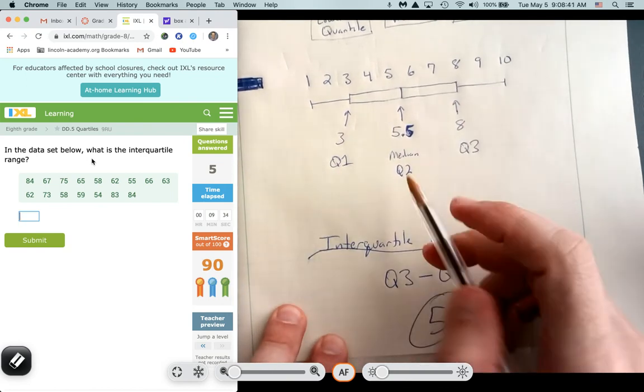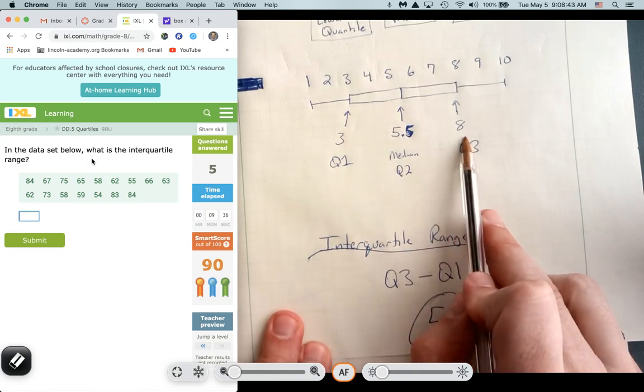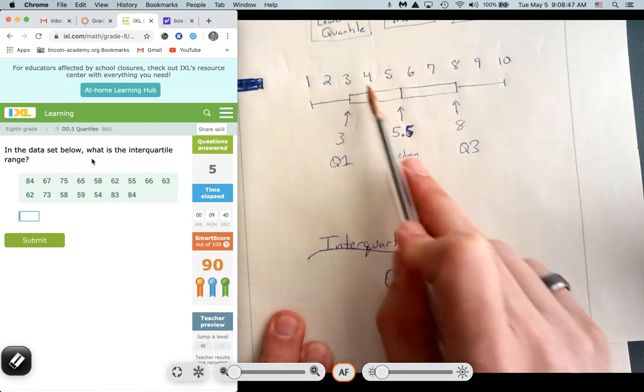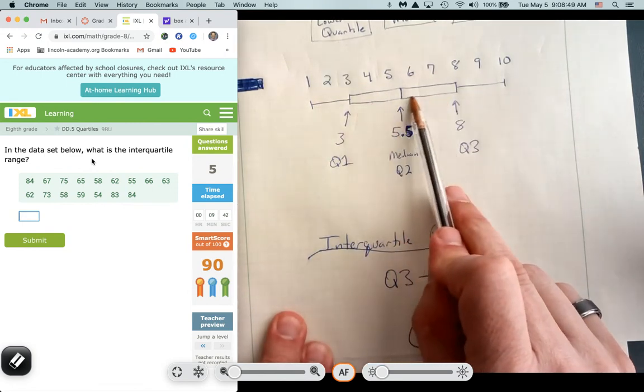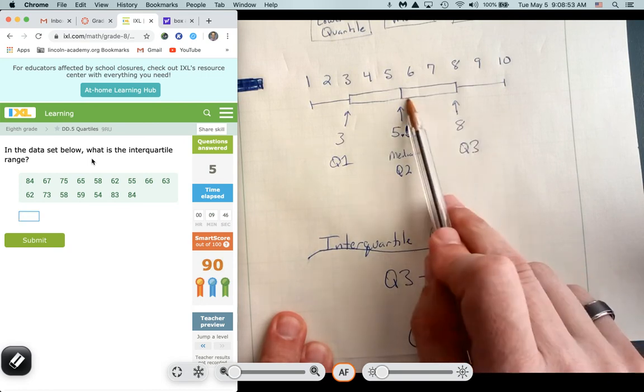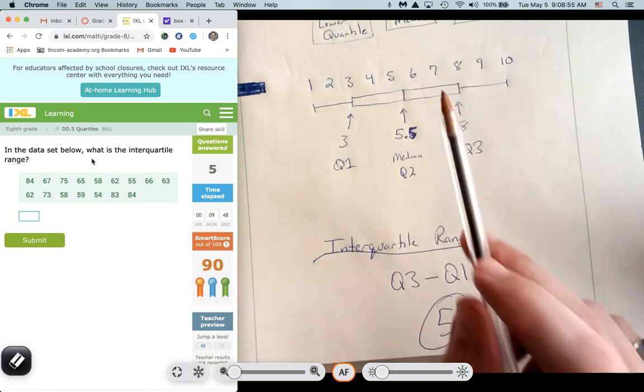So it's just the range, the highest minus the lowest, but they're not doing the whole data set. They're just doing that inner range, that inner two quartiles. So that's why they call it the interquartile range, if you're interested.